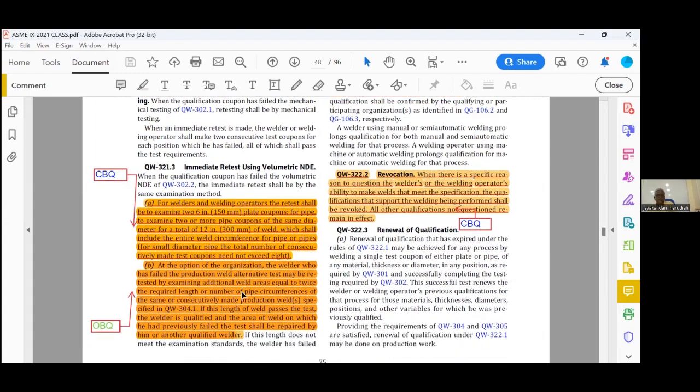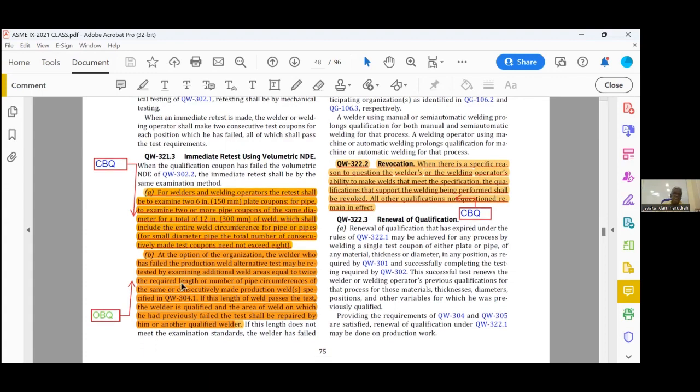That is close book. Then this is recently asked. See, suppose a production weld failed. What I told, the welder is disqualified. We have to repair the weld with another weld. But if the owner accepts, he can ask him to weld another 2 welds. And if both welds are acceptable, the welder is qualified. He can repair the previous joint. So this is recently asked open book.